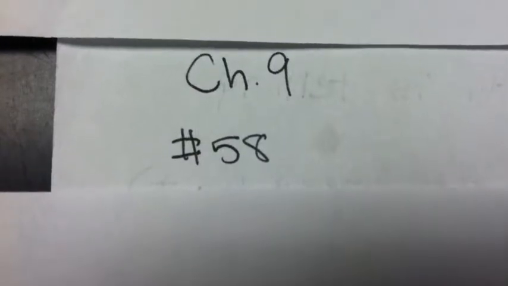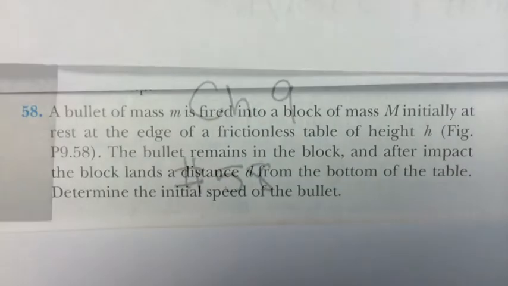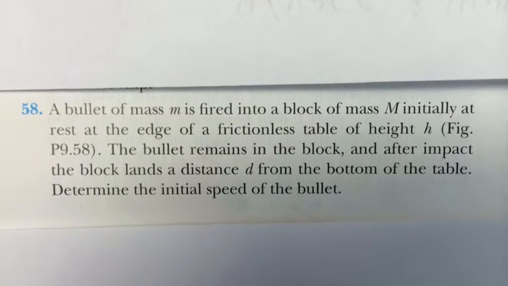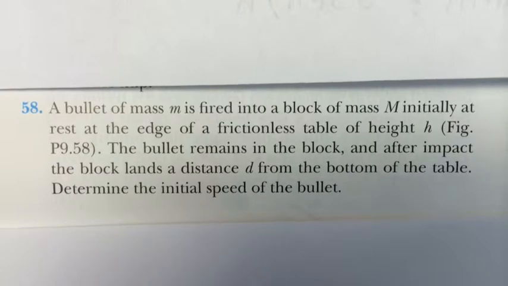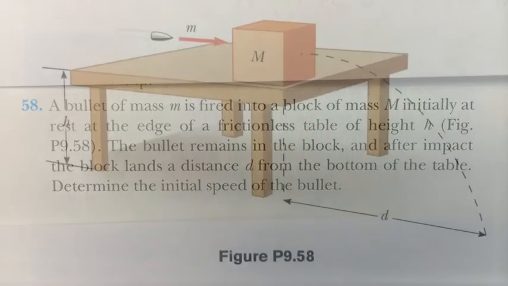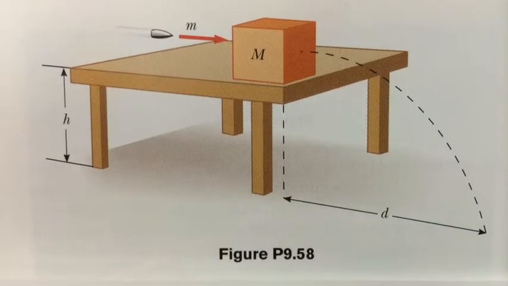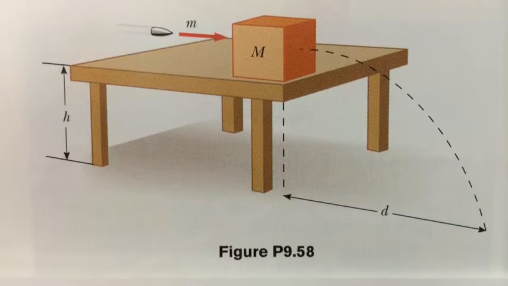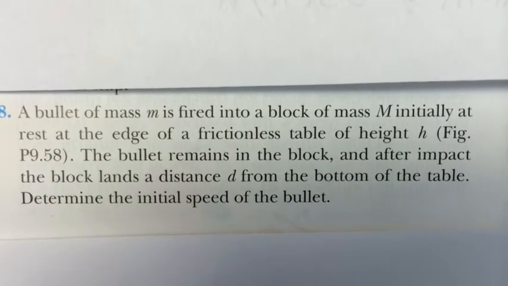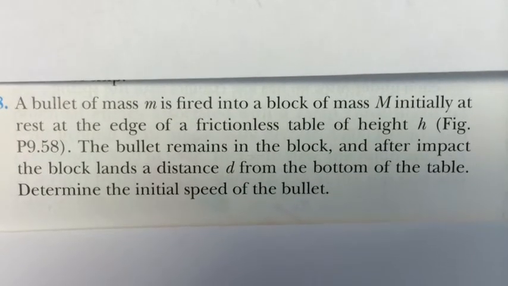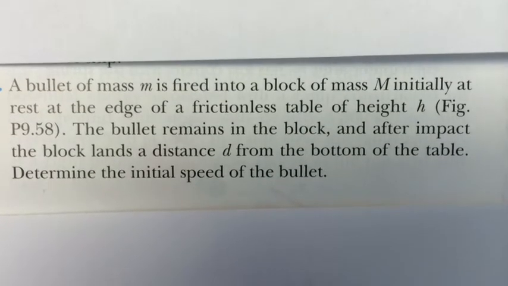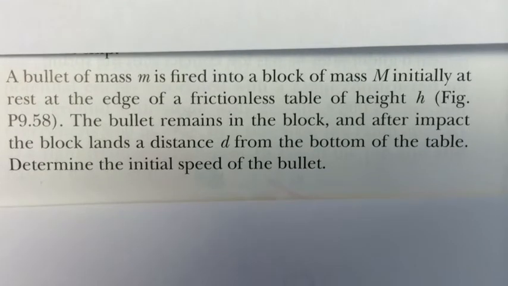Chapter 9, number 58. A bullet of mass m is fired into a block of mass m, initially at rest at the edge of a frictionless table of height h. Figure 58. The bullet remains in the block, and after impact, the block lands a distance of d from the bottom of the table. Determine the initial speed of the bullet.